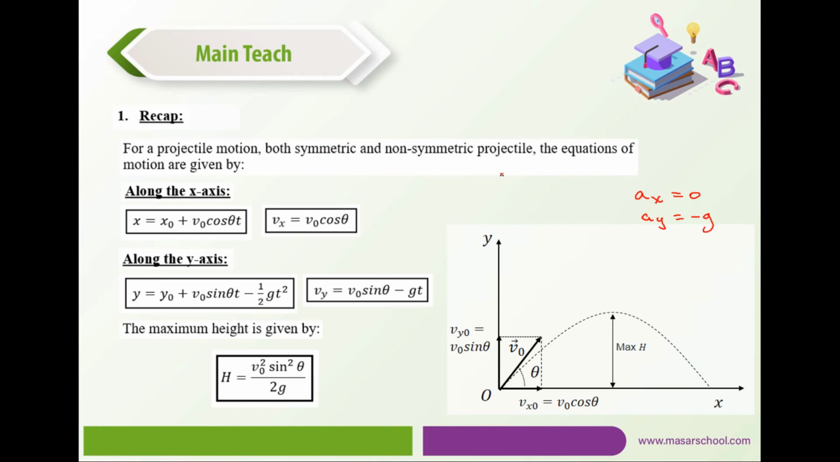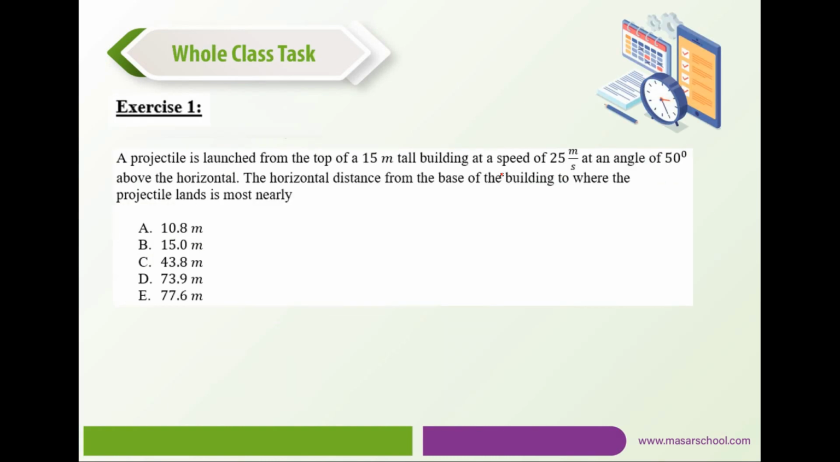Then let's start with exercise 1. A projectile is launched from the top of a 15 meters tall building at a speed of 25 meters per second at an angle of 50 degrees above the horizontal. The horizontal distance from the base of the building to where the projectile lands is most nearly.